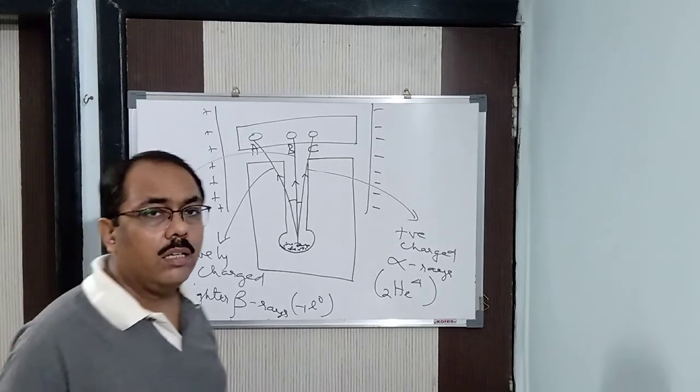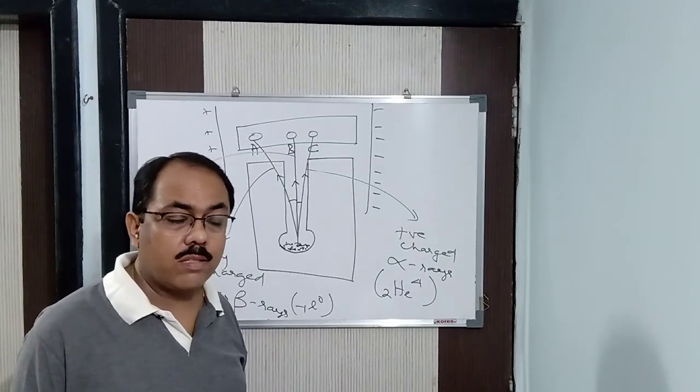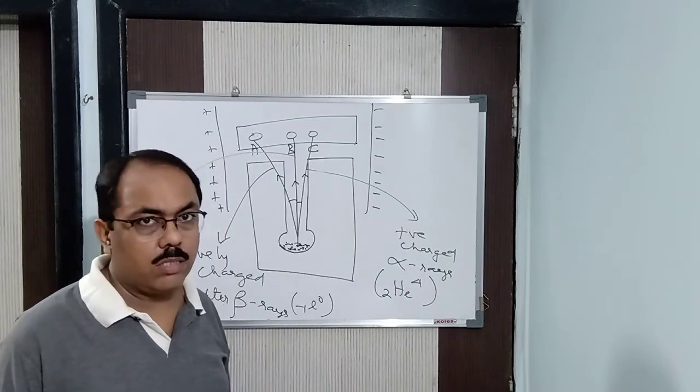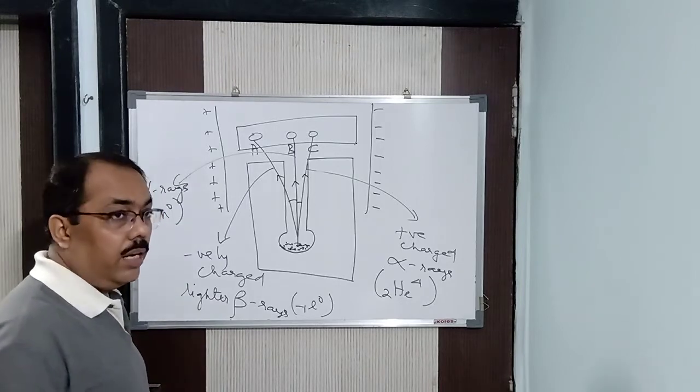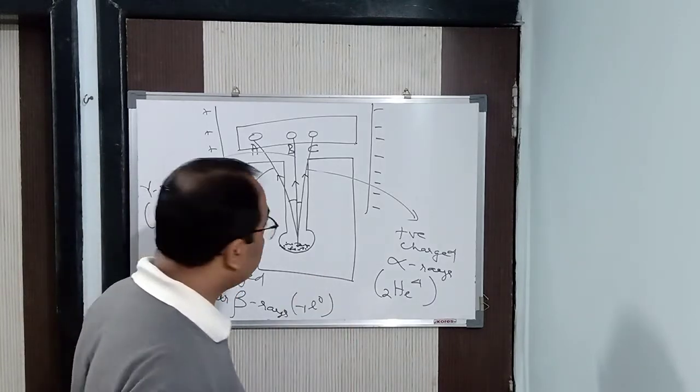Its speed is similar to that of light, 3 into 10 to the power 8 meters per second. It is considered to be electromagnetic in nature. Gamma rays come under electromagnetic rays.